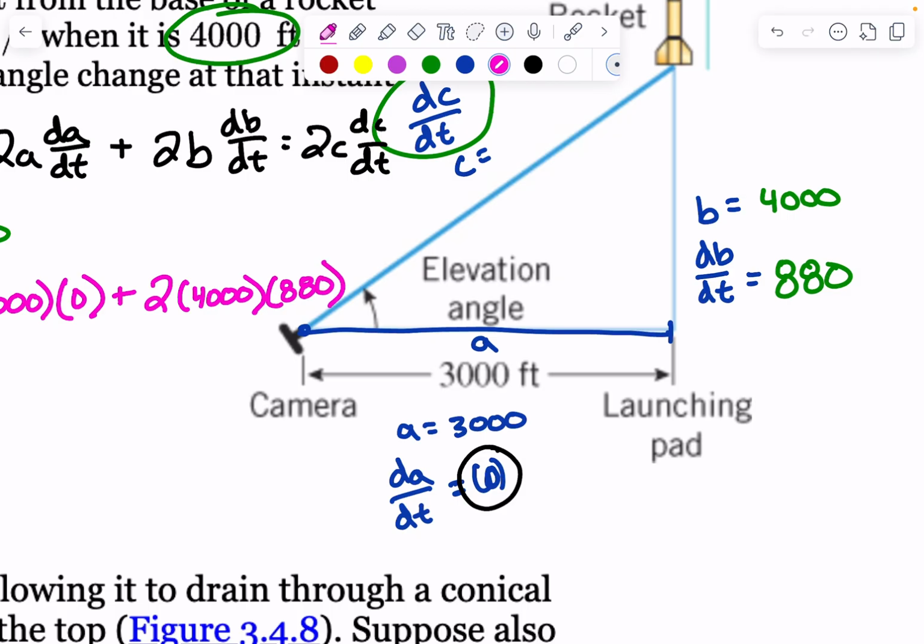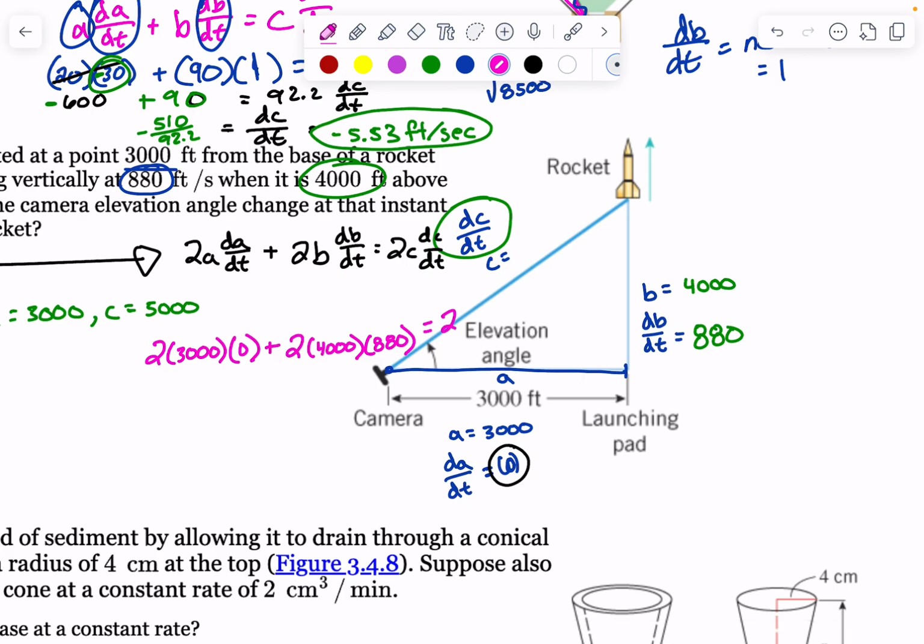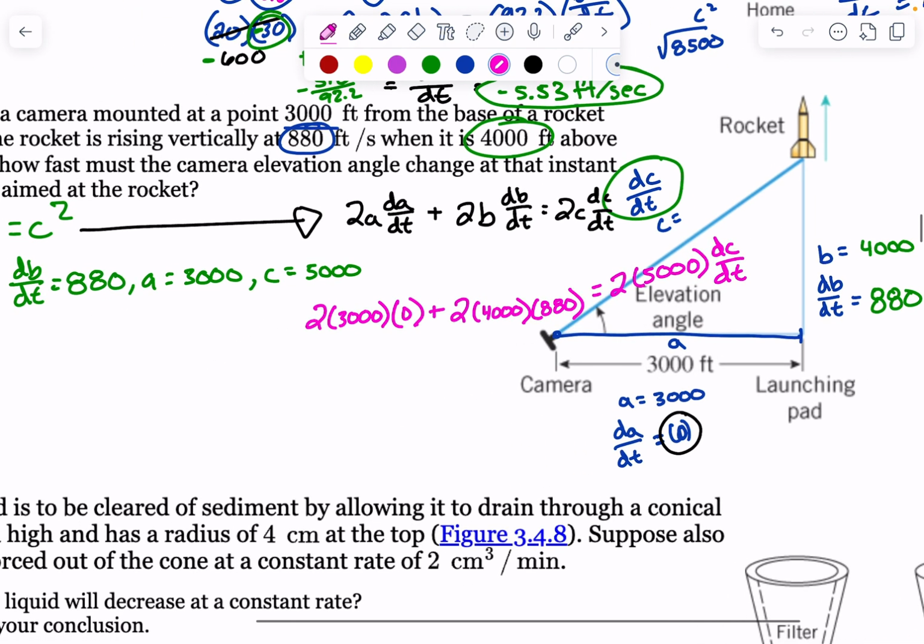880 equals 2 times C times 5. We know C is 5,000, right? And dC/dt is what we're trying to find. Divide the whole thing by 10,000. Now here's the deal.